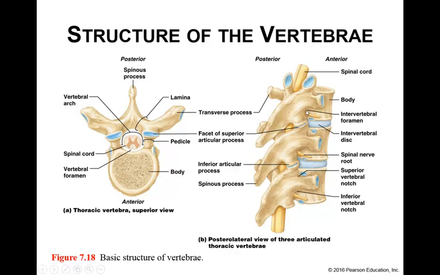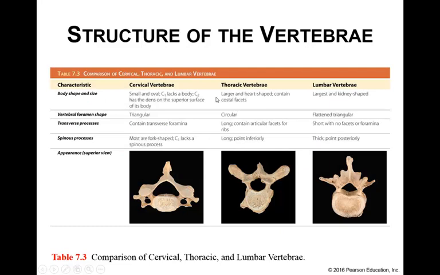And then, of course, it shows the intervertebral foramen, which again is that opening where the spinal cord passes through. So this is a comparison of a cervical, a thoracic, and a lumbar. You do have to know the difference. The cervical are much smaller. Their body is smaller, and the vertebral foramen is usually kind of like a triangular shape. Most of the spinous processes are fork or bifid shaped.